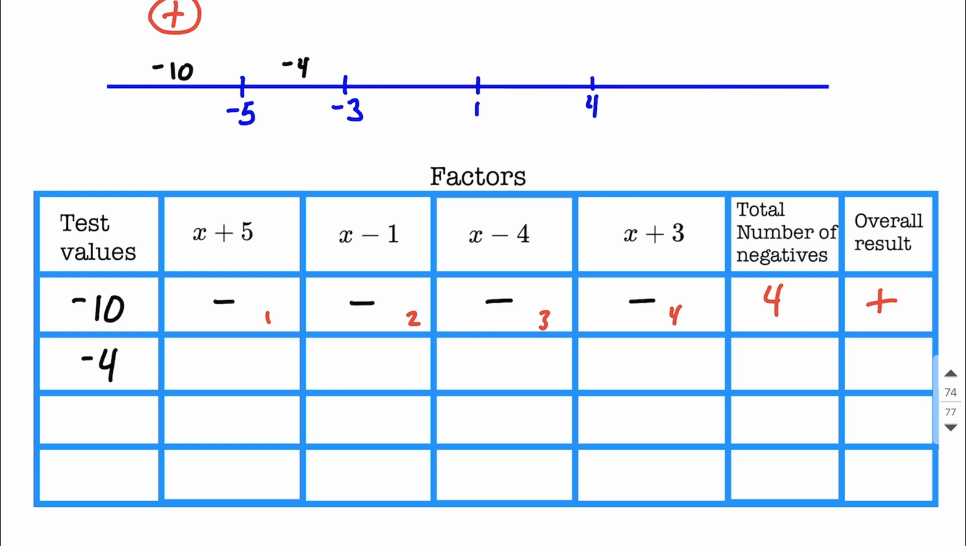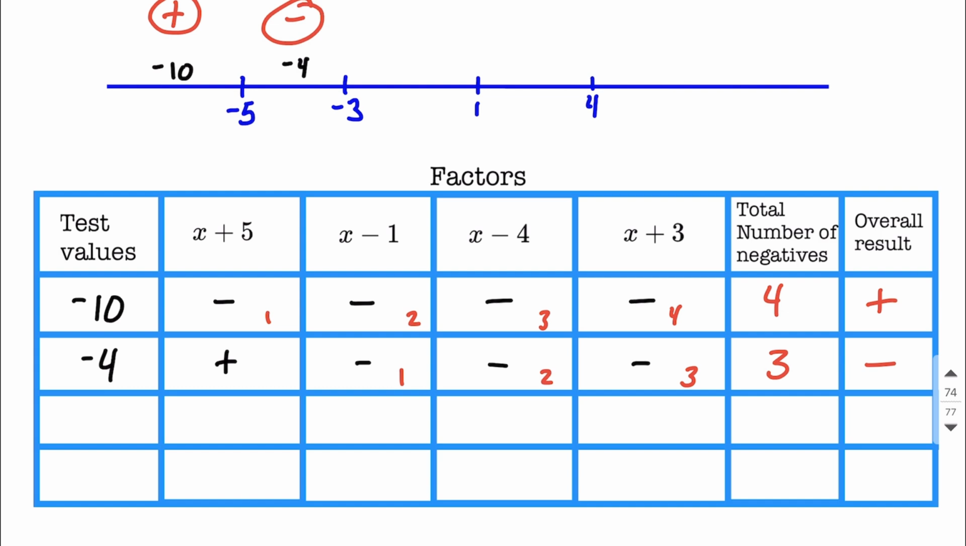Negative 4 plus 5 is positive. Negative 4 minus 1, negative. Negative 4 minus 4, negative. Negative 4 minus 3, negative. So by my count, we have 1, 2, 3 total negatives this time around, which is an odd number, which means when you have an odd number of negatives multiplied or divided, it's going to be overall a negative result.